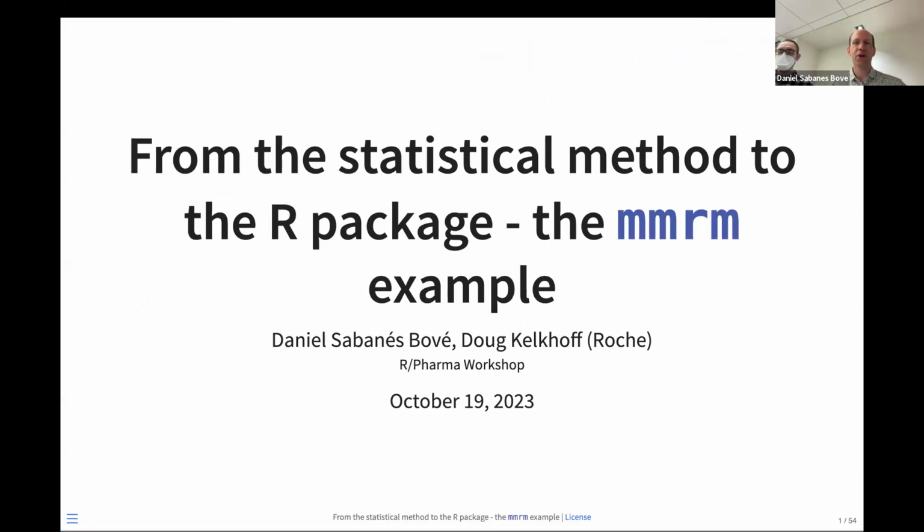So welcome to this workshop where we will be looking at how you can come from a statistical method that you maybe find in a paper or that some of your colleagues came up with, and how you basically engineer an R package that implements this method, so that your team can use it, other statisticians can use it. You can publish this, and we will be looking at a specific example of the mmrm package. And I'm here together with Doug Kelkhoff, also from Roche, and we're very excited to do this today.